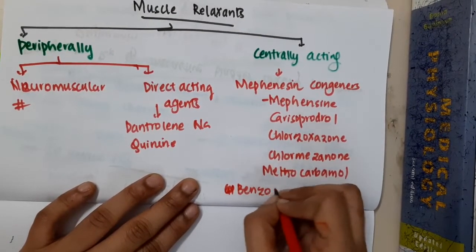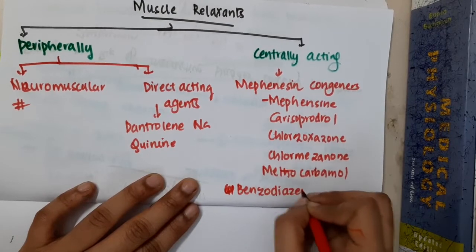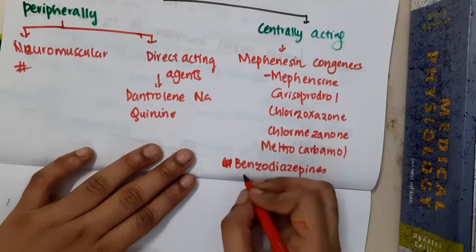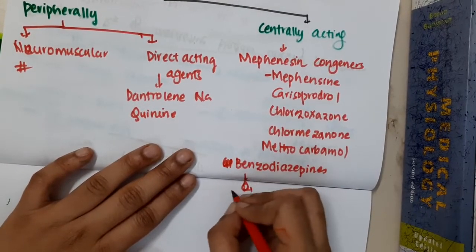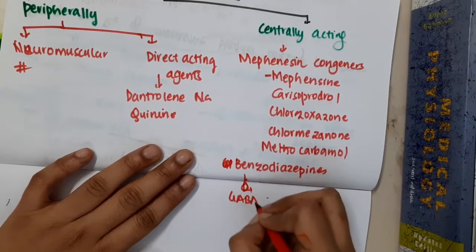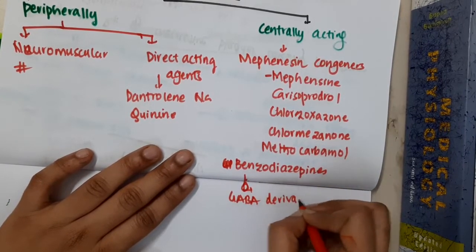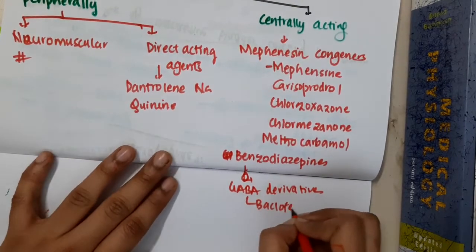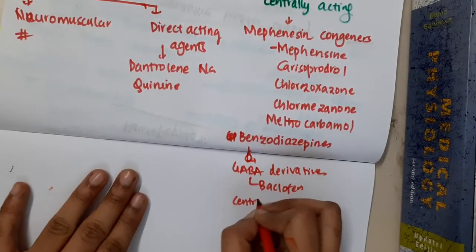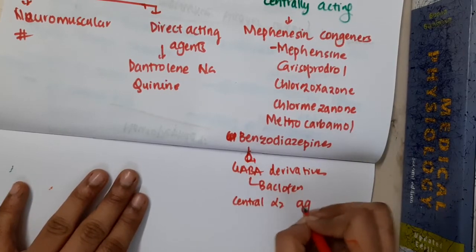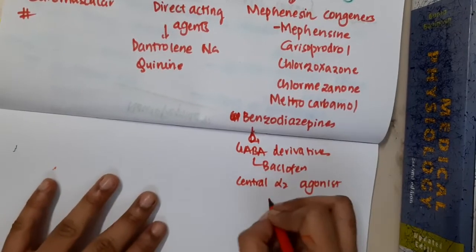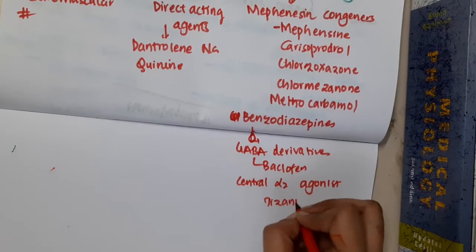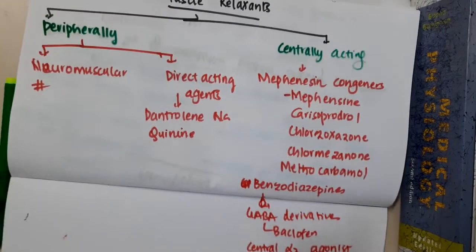Then we have GABA benzodiazepines. The benzodiazepines are also centrally acting muscle relaxants. Then we have GABA derivatives, which are centrally acting muscle relaxants, such as baclofen. Then we have the central alpha 2 agonist, which is also a centrally acting muscle relaxant, and that is tizanidine. These are the muscle relaxants.